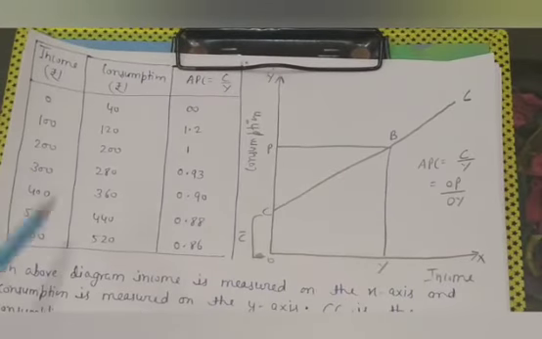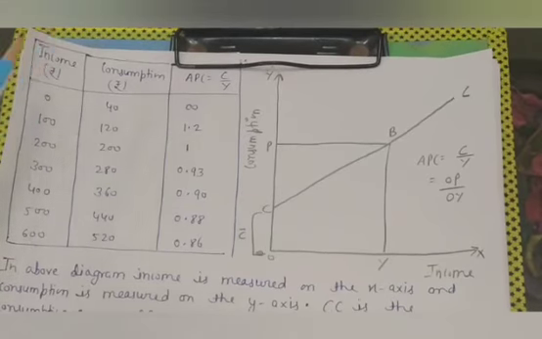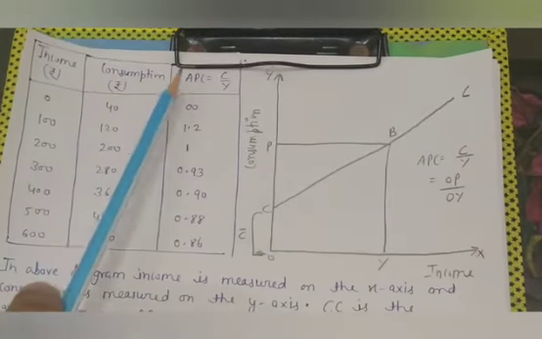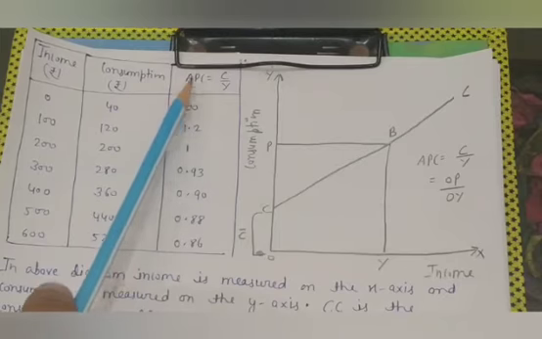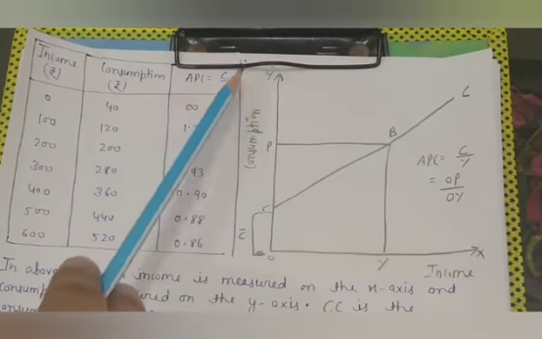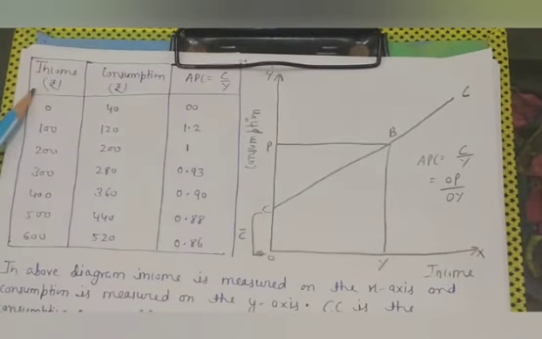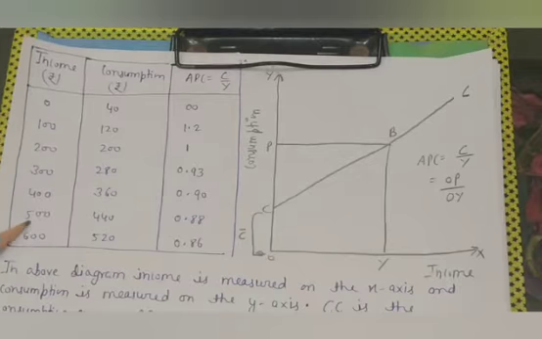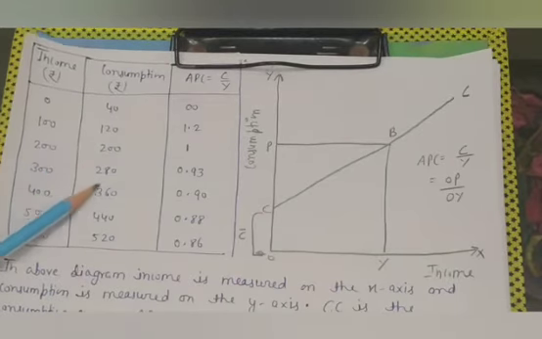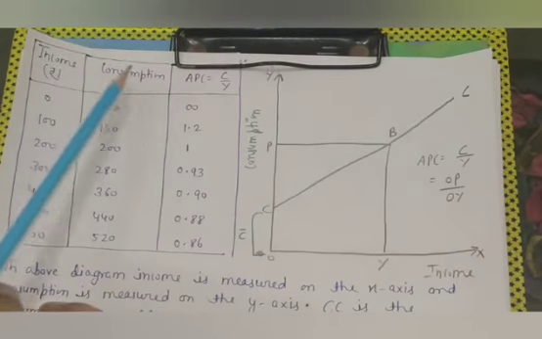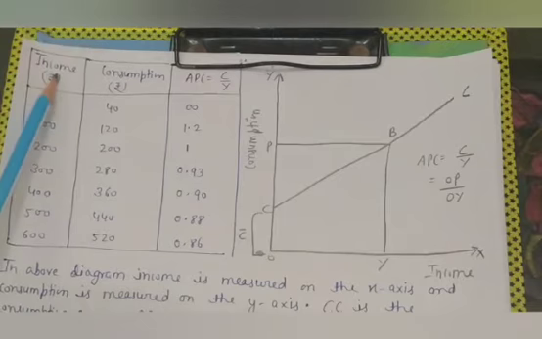Now we are going to discuss average propensity to consume with the help of a schedule and a diagram. Firstly we will take income, then we will take consumption, then we will calculate the value of APC. And you know the formula of APC: consumption upon national income. All of you are aware of the value of national income and of consumption. Now we will divide consumption by national income.